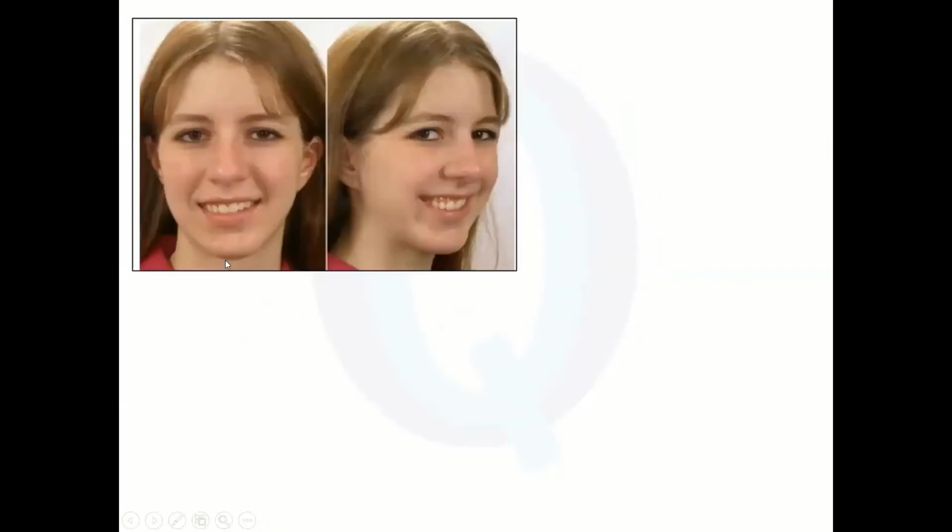Okay. Next is occlusal cant. Can you see this patient has her upper jaw deviated like this, and you can see it in this diagram also. So occlusal cant is the next thing. It should be 0. There should be no occlusal cant.